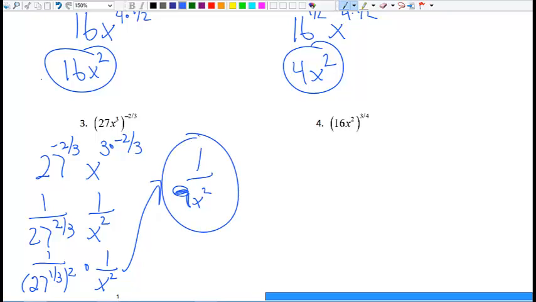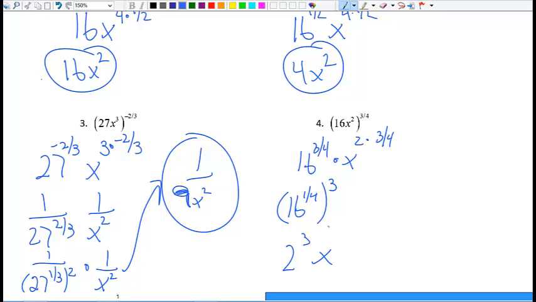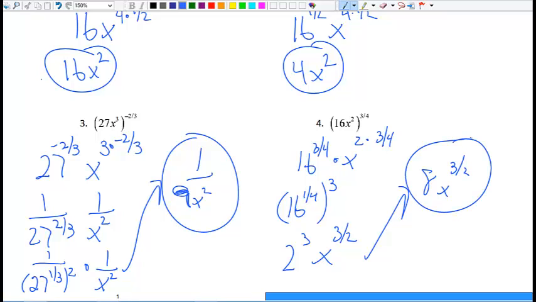Okay, number 4, 16 to the 3/4 times x squared. So 2 times the 3/4. Let's see, so 16 to the 1/4 is something easy we can handle. That's just the 4th root of 16. And that's just 2, and then 2 cubed. And then this would be x to the 3/2. So we got 2 times 3/4. And this translates into 8 x to the 3/2. And we're just going to leave it in the exponent form, so we're fine.